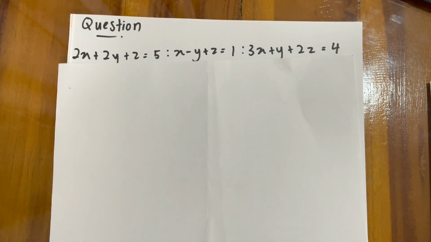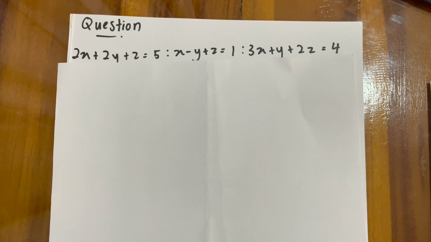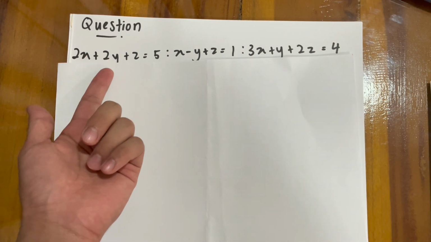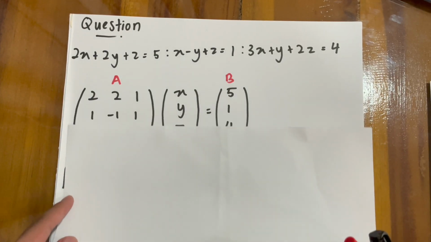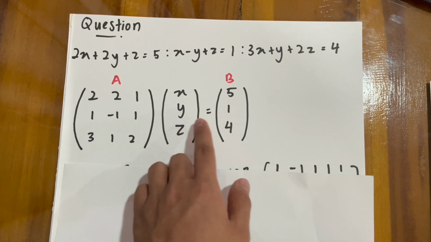So the question gives 3 equations in a system: 1, 2 and 3. So the first step to tackle this question is to write the system of equations in matrix form, Ax equals b. So like I did, the A matrix, the X matrix and the B matrix.